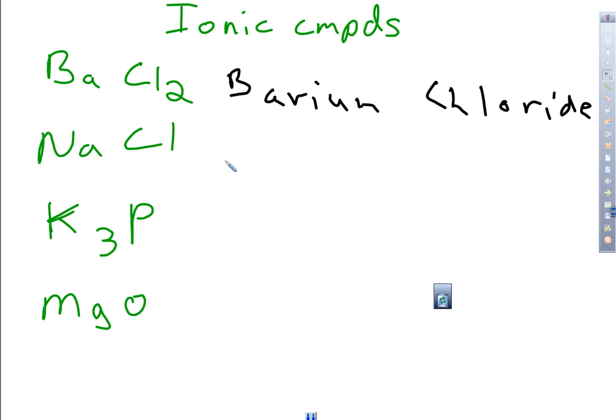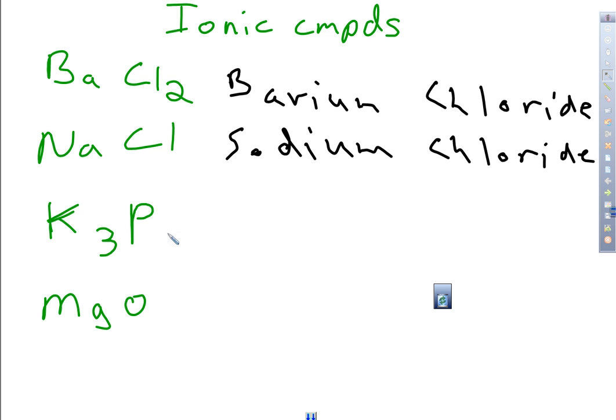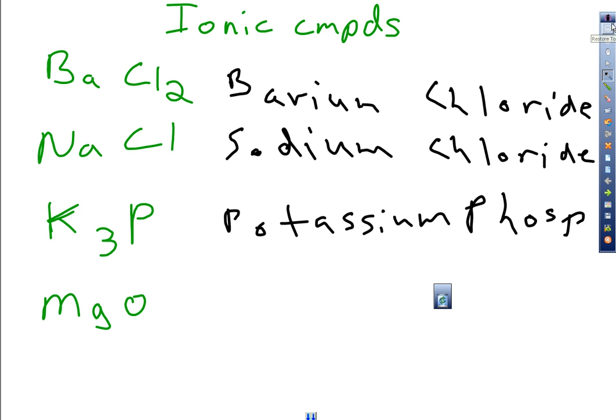Okay, so this next one, NaCl, is going to be sodium chloride. Okay. Now K3P is going to be potassium phosphide. Alright, and then the last one is magnesium oxide. That's pretty self-explanatory. So that's not too bad.